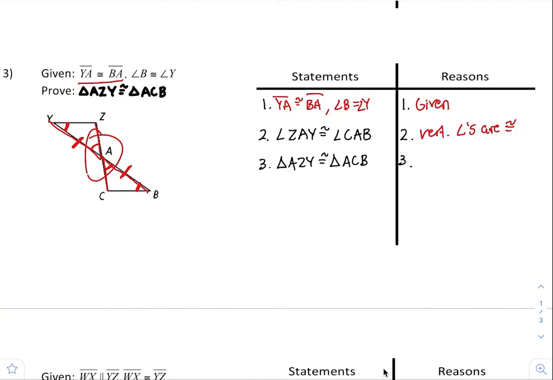Now let's annotate and see what kind of statement we have. So this angle is congruent to this one. This side is congruent to this side, and this angle, you guys, is congruent to this angle. Angle, side, angle. Angle, side, angle. So these triangles, you guys, are congruent by angle, side, angle. Okay.